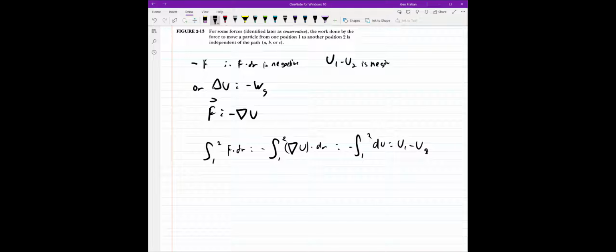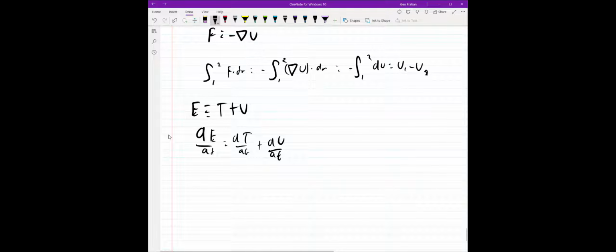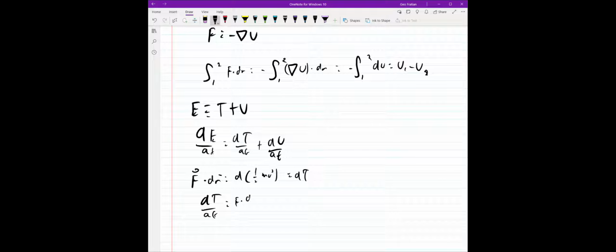Or work. That immediately tells us that the total energy of a particle is basically the sum of the energies, right? You can have some kinetic and some potential. If we take the time derivative of this, well, that's just the time derivative of each, right? And again, if we write f dot dr, well, that's just d of 1/2 mv squared, that's just dT, right? And we could divide through by dt, and we get dT/dt is equal to f dot dr/dt. Well, that's just equal to f dot r dot.